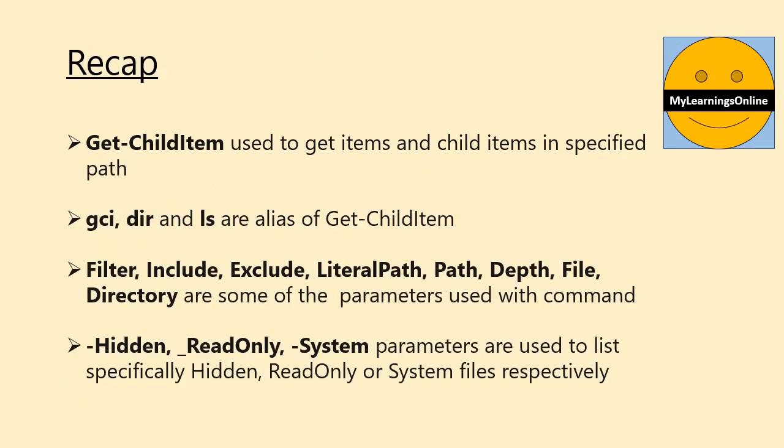Now let's recap. Get-ChildItem is used to get items and child items in a specific path. GCI, dir, and ls are aliases of this command. Filter, include, exclude, literal path, path, depth, file, directory are some of the parameters of this command. Hidden, read-only, and system parameters are used to list hidden, read-only, or system files respectively.